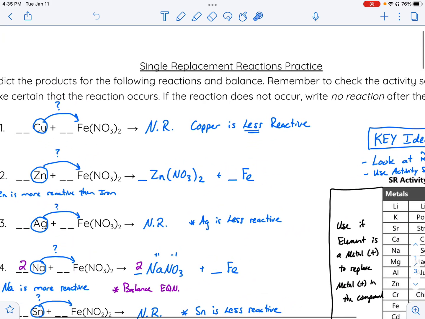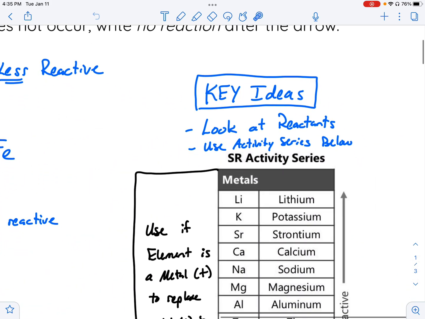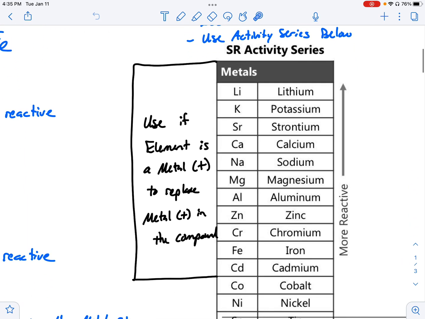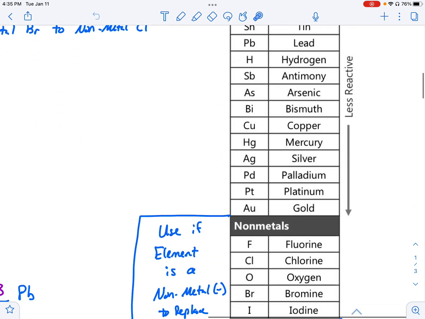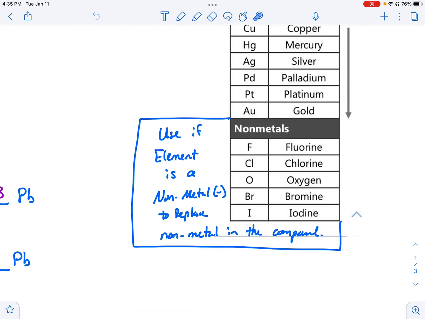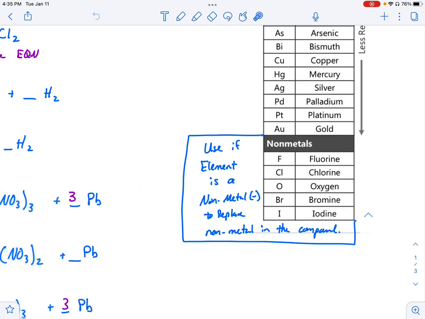Keep in mind that you first want to look at your reactants. And if the first element is a metal, use the top part of the activity series chart to replace the other positive in the compound. If the first thing is a nonmetal, a negative, look to replace the nonmetal or the negative in the compound and use this bottom part of the chart.